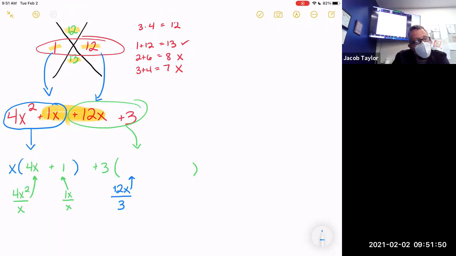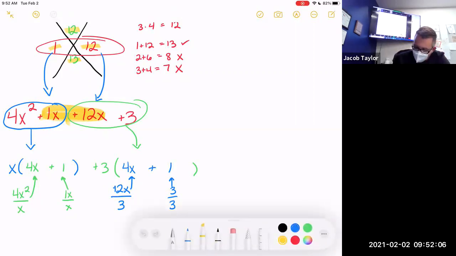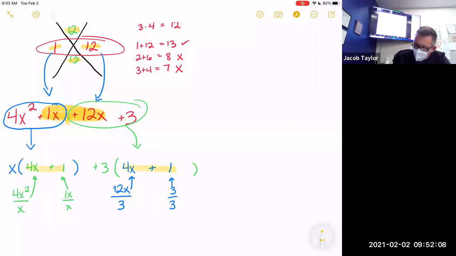Four is so close. 4x. And then our second term was the positive 3, so we'll do 3 divided by 3, which is, well, Lord have mercy, hallelujah. Look at our two parentheses: 4x plus 1 and 4x plus 1. So when we write our answer, one set of parentheses is 4x plus 1.